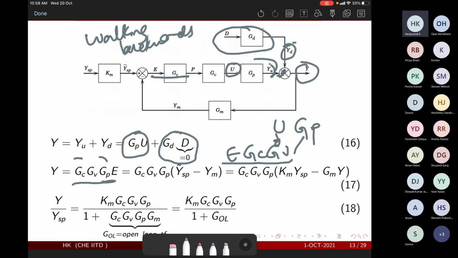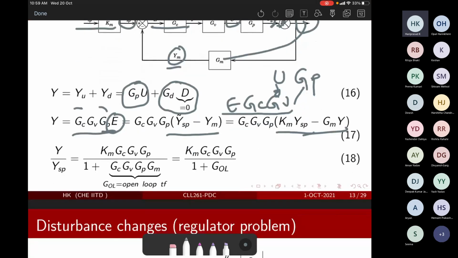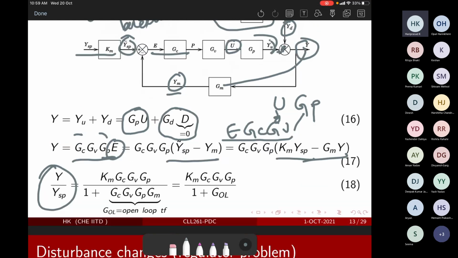And what is e? e is y set point tilde minus ym, where y set point tilde is called the internal set point. And what is it? It is km times ysp. And what is ym? It is y times gm. Now what you only have to do is rearrange in such a way that y and ysp are on one side and everything else on the other side. You can do this algebraic manipulation.